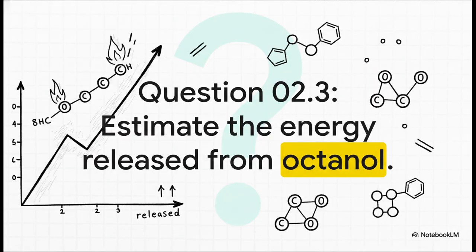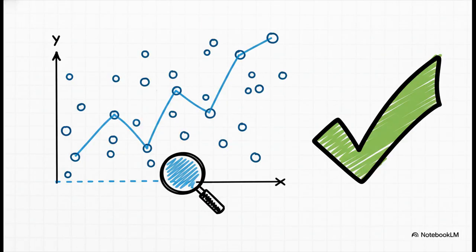All right, now it's time to use the graph we just made. We need to estimate the energy that would be released from octanol, which is the next alcohol in the series with 8 carbon atoms. The mark scheme says the answer is 40.6 kilojoules. But here's the real game changer. It also says they'll allow a value consistent with the plotted points. This is massive. It means even if your graph isn't absolutely perfect, as long as you read your own graph correctly, you can still get the mark. Just make sure you show your working.